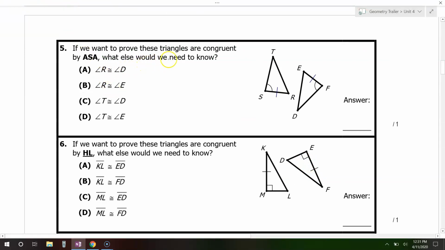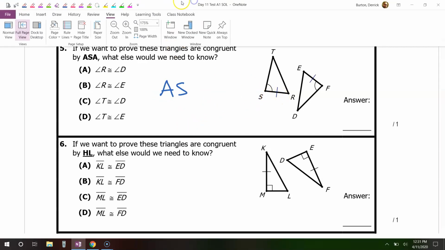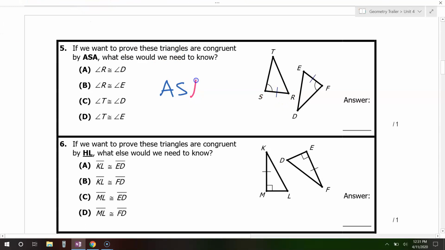If we want to prove these triangles congruent by angle, side, angle, what would we need to know? What else will we need to know? So angle, side, angle. So far, we have an angle and a side. We have an angle and a side already marked. So what we are missing is the angle, so we need to mark an additional angle.